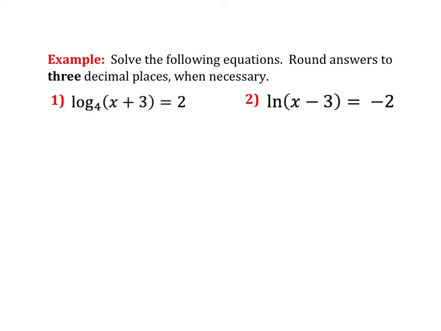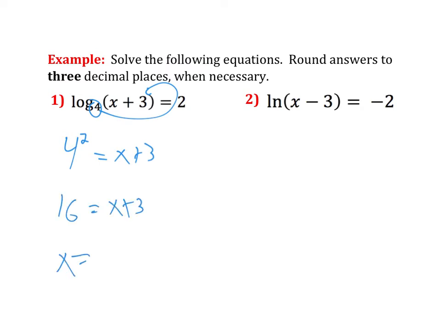All right, so number 1, log base 4 of x plus 3 equals 2. There's really nothing I can do here. I'm trapped in logarithmic form. If you're ever stuck in log form, switch yourself over to exponential. So this would be 4 squared equals x plus 3. 4 squared is 16. Therefore, x would be 13 if I subtract 3 to the other side. We could plug that in to double check. 13 plus 3 is 16. Log base 4 of 16, yes, that is 2.